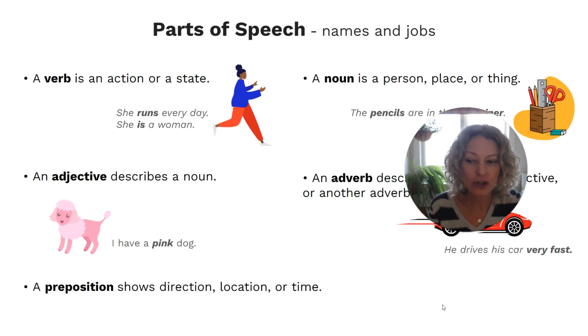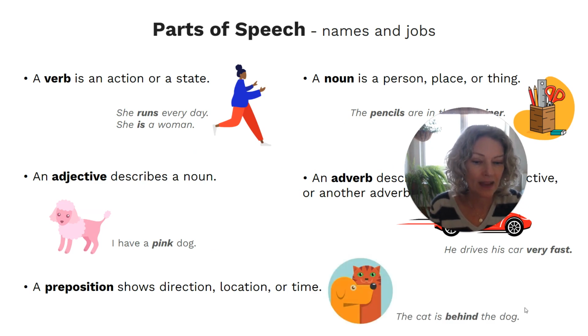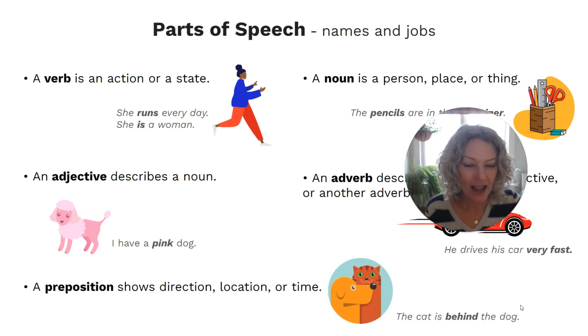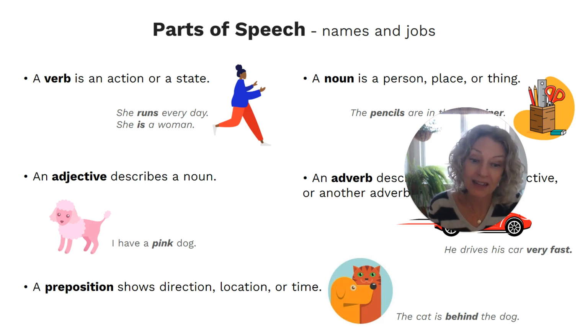Prepositions show direction, location, or time. Here we have a picture of a dog and a cat together. And we would say the cat is behind the dog. So behind is the preposition, and it's describing the position of the cat in relation to the dog. And we could say the dog is in front of the cat. So in front of, that's an example of a phrasal preposition.